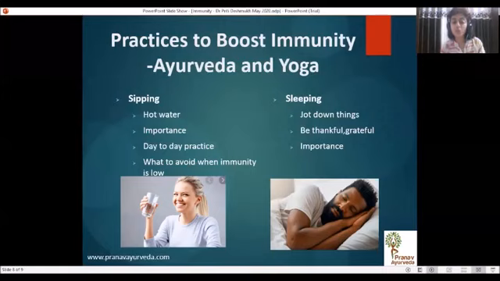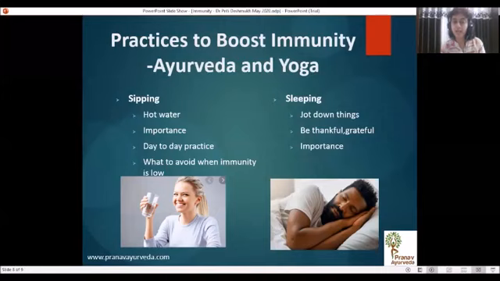Drink warm water over cold beverages. Anything iced is difficult to digest when immune function is low. Hence, avoid cold drinks, cold juices, and ice creams when your immunity is particularly on the lower side or you are in an environment of infectious diseases or any kind of pandemic situation.